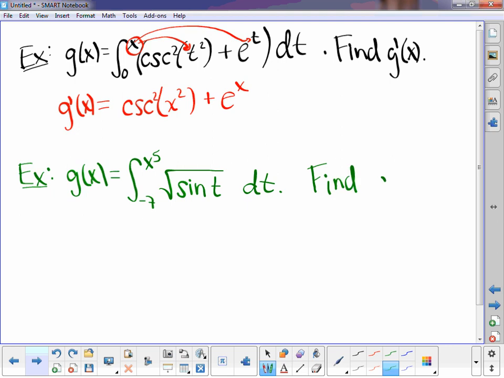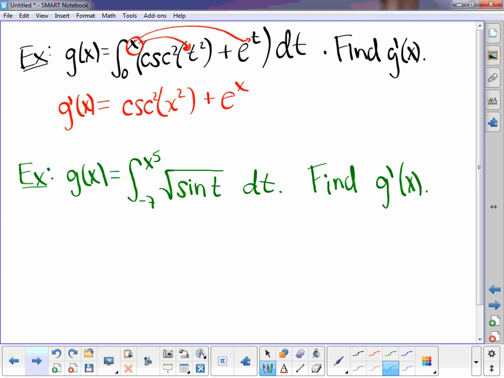Prime g prime of x. Okay, so this kind of changes it up a little bit. What do we notice is different about this problem in comparison to the previous problems I've given you? Yeah, we've got something more than just x here. This is x to the 5th. So this slightly changes things for us. What this means is that we have to consider chain rule.